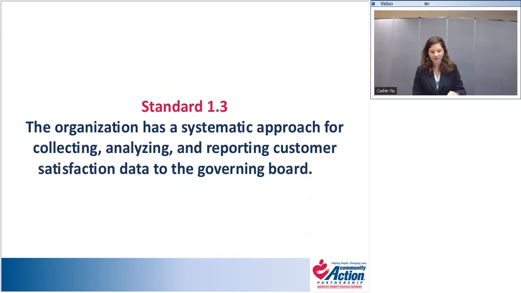All right, so Standard 1.3, the last standard. We're really taking it home here today. So the organization has a systematic approach for collecting, analyzing, and reporting customer satisfaction data to the governing board.